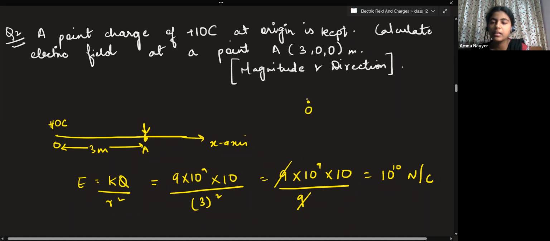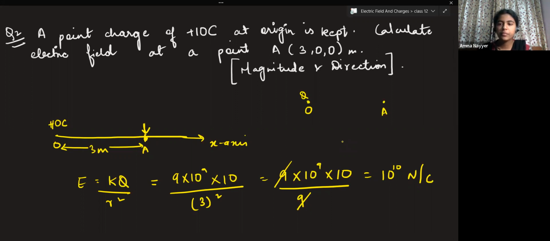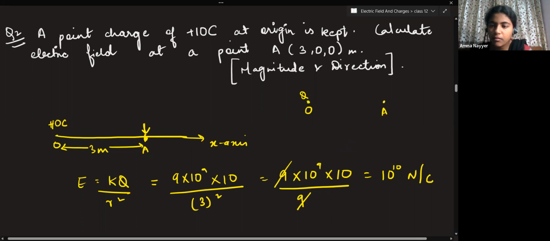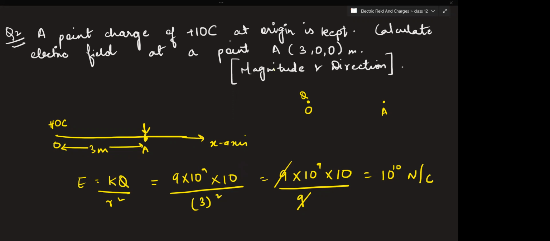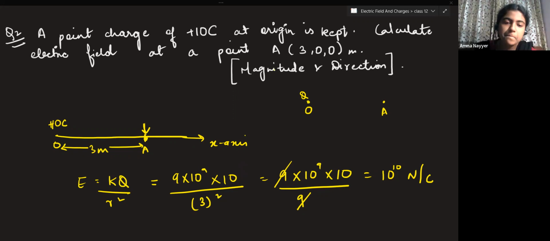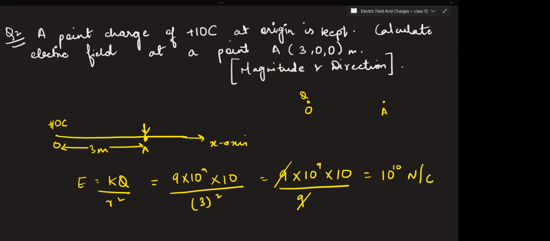See, this is your O point where the charge is kept. You have to find out electric field. The way I was giving you the previous example, while keeping plus 2 coulomb. Here, instead of plus 2 coulomb, you have plus 10 coulomb. So if point A is the point where you have to calculate the electric field, it will be on the left or right. Right. Anybody else? Atif? It will be towards the right.